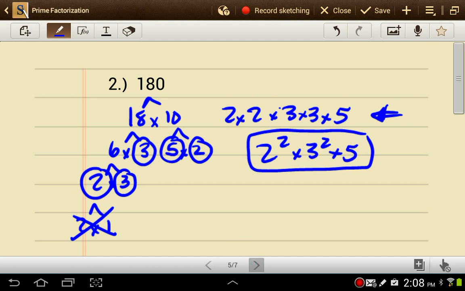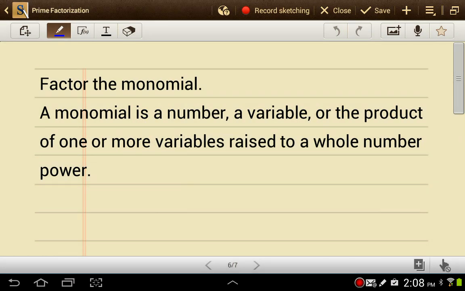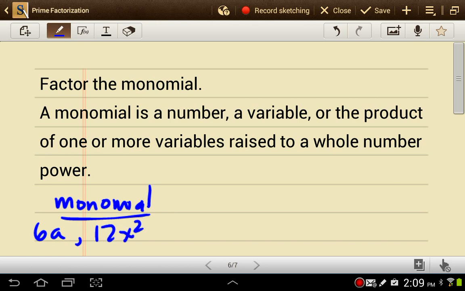Okay. Next, I want to talk about factoring a monomial. A monomial is a number, a variable, or the product of one or more variables raised to a whole number power. So it's a combination of those. So let me give you some examples of monomials. Could have 6a, we could have 12x squared y, we could have 15ab. Okay, those are some examples of monomials. It's a single term is what it is.